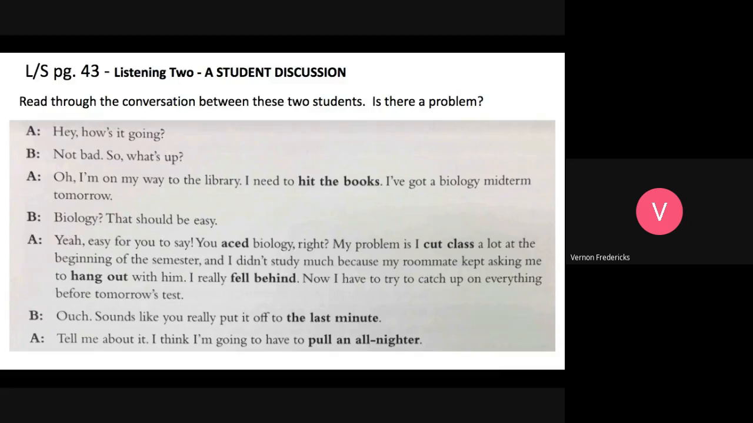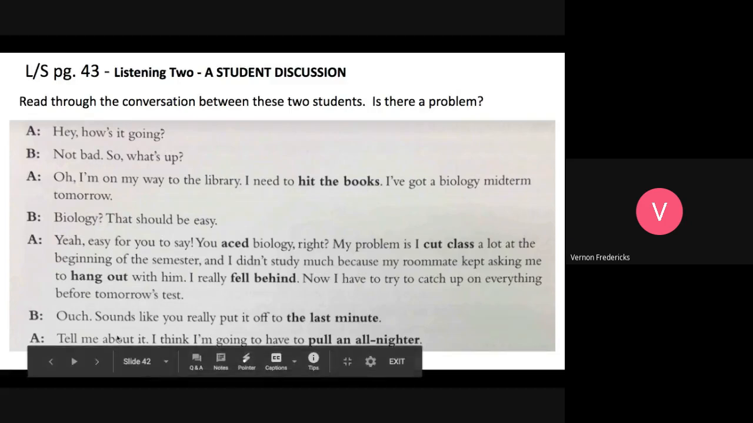Okay, so the bold-faced words: hit the books, have to study. Aced, get an A+. I cut class, I don't come to class. Hang out, I know you understand hang out. Fell behind, not at the same pace as all the other students. The last minute, right before you have to do something. Pull an all-nighter is to study all night.